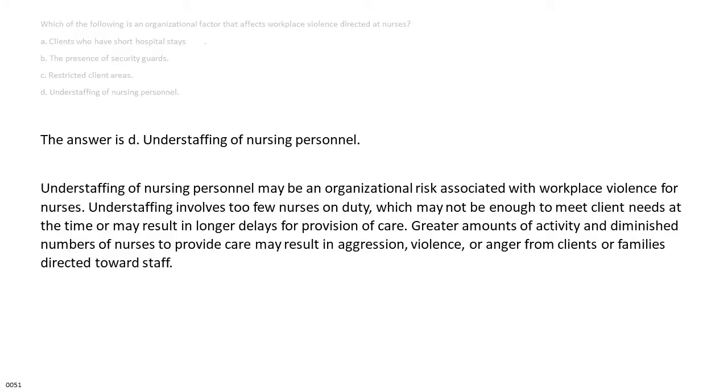The answer is D. Understaffing of nursing personnel. Understaffing of nursing personnel may be an organizational risk associated with workplace violence for nurses. Understaffing involves too few nurses on duty, which may not be enough to meet client needs at the time or may result in longer delays for provision of care. Greater amounts of activity and diminished numbers of nurses to provide care may result in aggression, violence, or anger from clients or families directed toward staff.